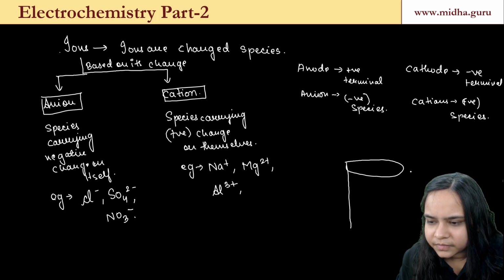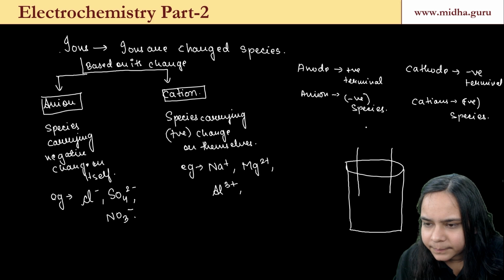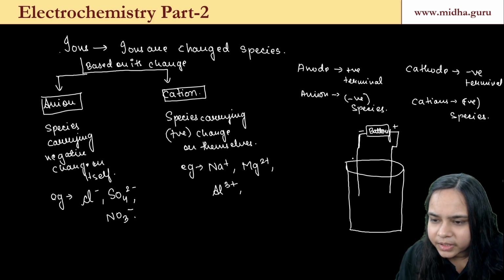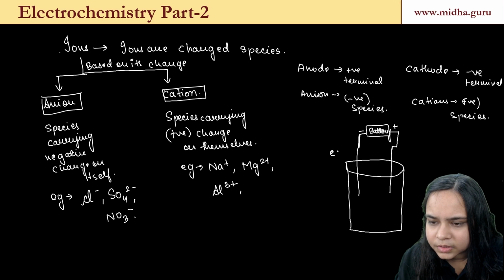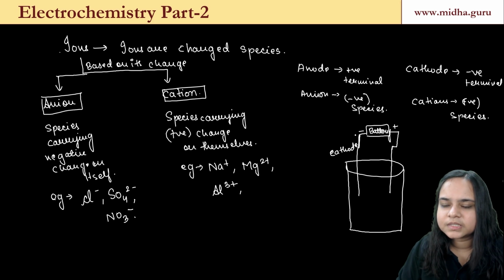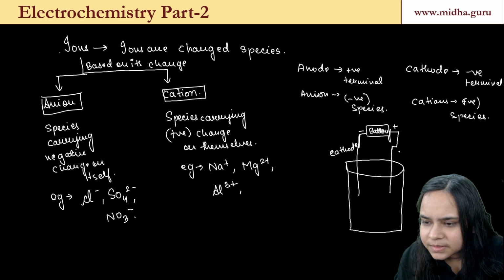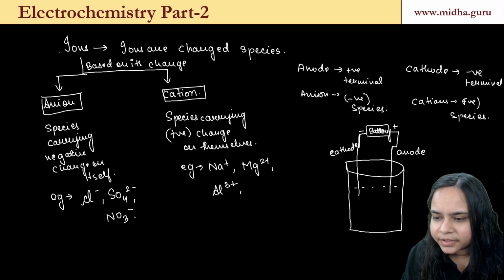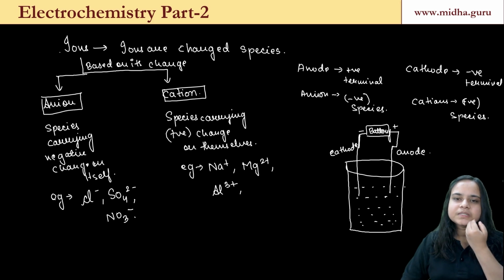If we make up a setup of a cell, we have taken a battery here, and to its negative side is connected one electrode, and to its positive side is connected another electrode. So this is becoming a cathode since it is connected with the negative terminal of the battery. This is becoming an anode since it is connected with the positive terminal of the battery. Now, if we take an electrolyte here, we are going to understand from this the nature of ions.